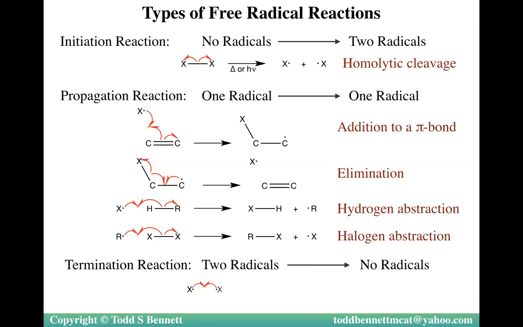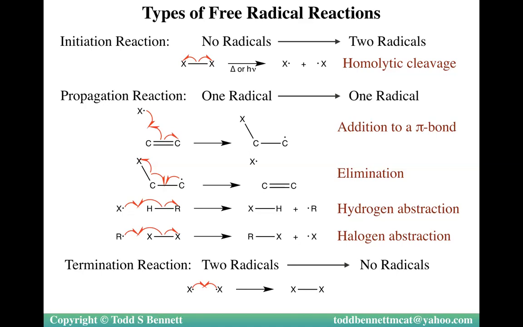And in the end, any two radicals can come back together. We'll talk about different ways it can happen, but the X and the X that we made in initiation can come back together, or potentially an R and an X floating around in solution come together, or in some cases, even an R and an R can find each other. So it's any two radicals coming together to form a sigma bond and no radical, or possibly even a pi bond. But that's usually a case of a biradical within the same molecule.